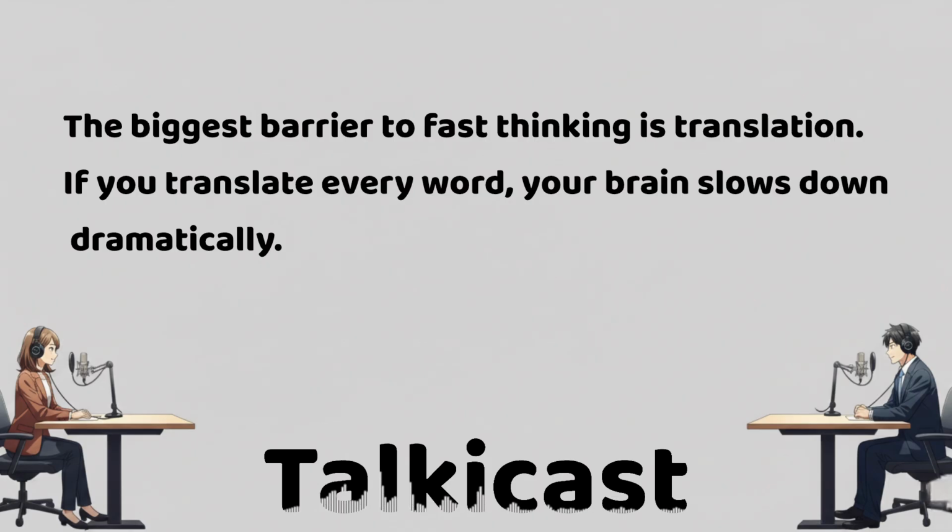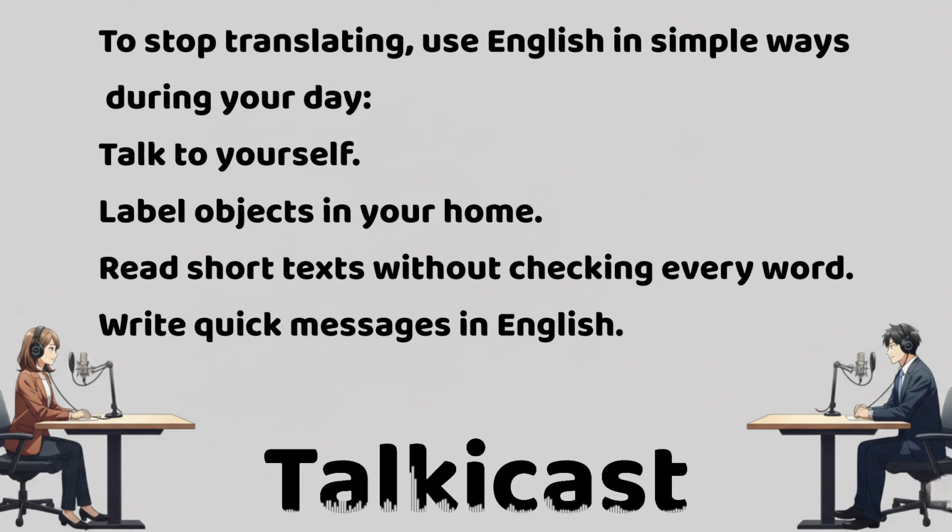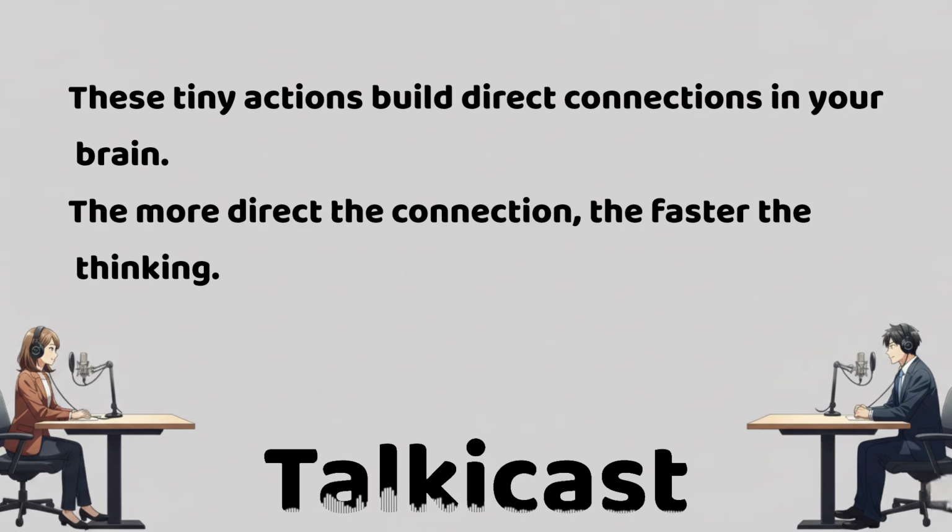The biggest barrier to fast thinking is translation. If you translate every word, your brain slows down dramatically. To stop translating, use English in simple ways during your day. Talk to yourself. Label objects in your home. Read short texts without checking every word. Write quick messages in English. These tiny actions build direct connections in your brain. The more direct the connection, the faster the thinking.